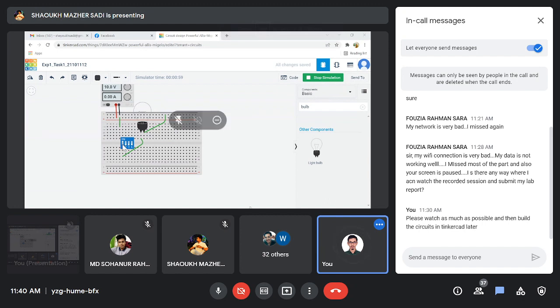Yeah. Look, your switch is connected to column number 6 and the green wire is connected to column number 5.